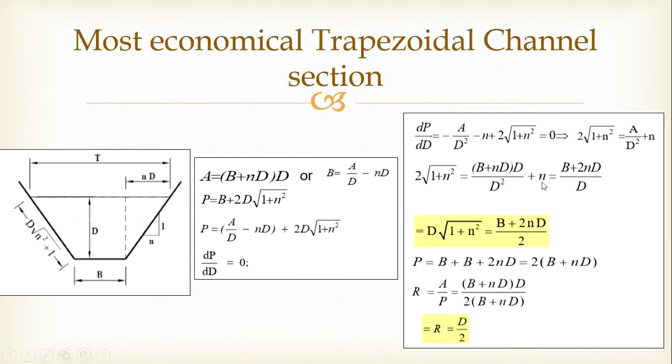When I simplify this, I will get d into root of 1 plus n square equal to (b plus 2nd) by 2. This d into root of 1 plus n square is nothing but one of the sloping sides. (b plus 2nd) by 2 is nothing but half of the top width. This is nd, this is nd, this is b, so in total it is T, the top width, divided by 2. One of the sloping sides is equal to half of the top width.